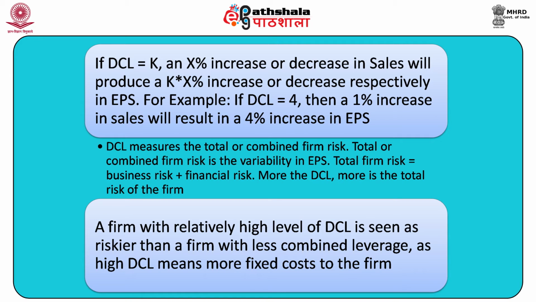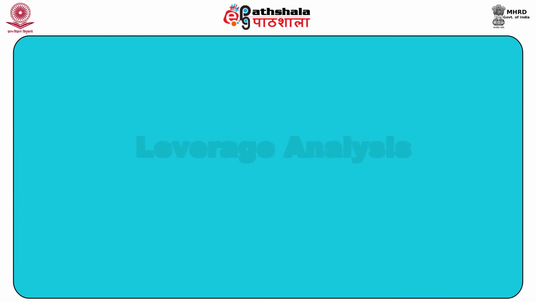Total or combined firm risk is the variability in EPS. Total firm risk is equal to business risk plus financial risk. The more the DCL, the more is the total risk of the firm. A firm with a relatively high level of DCL is seen as riskier than a firm with less combined leverage, as high DCL means more fixed costs to the firm.